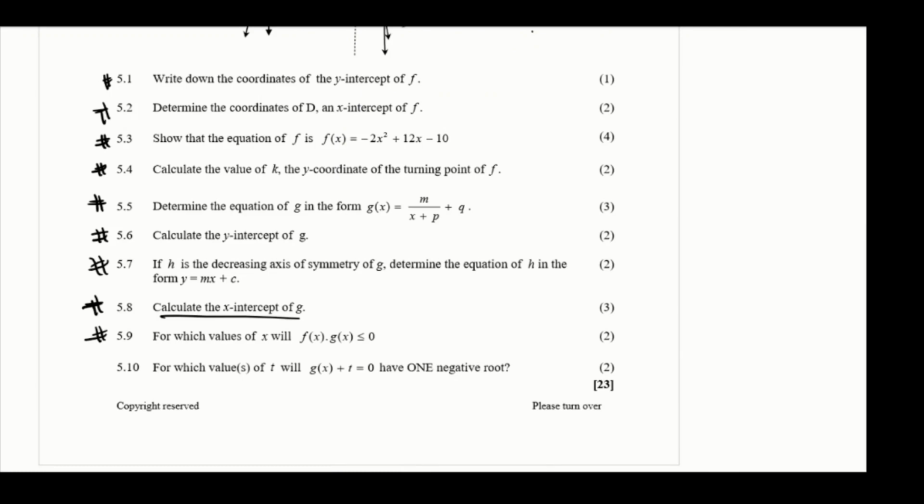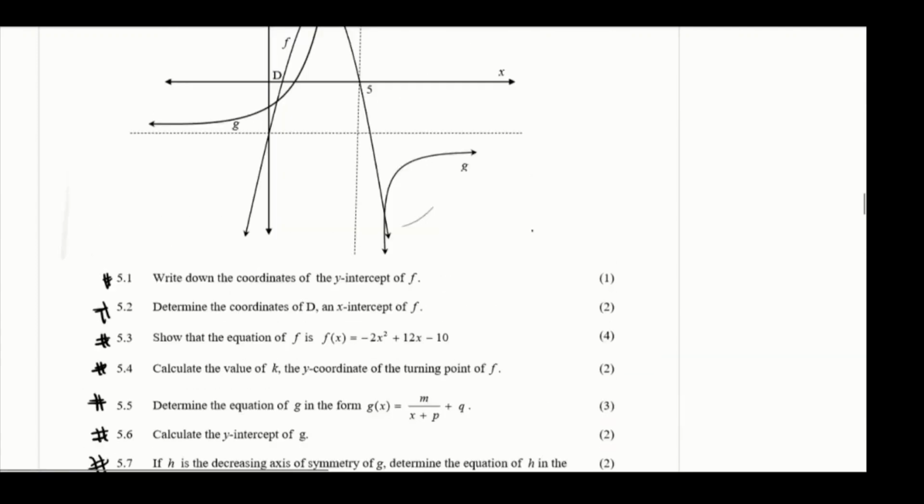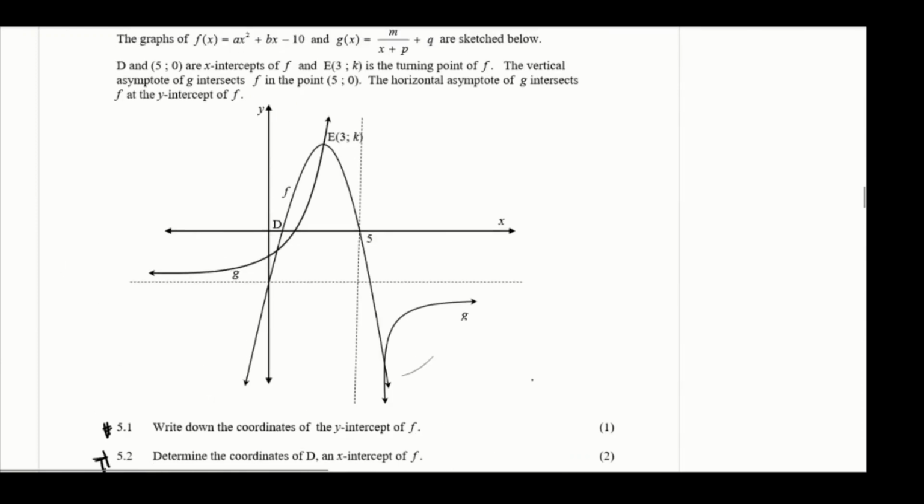5.9, we are asked for which values of x will the function of f multiplied by the function of g give you a solution of y which is less than 0. So less than 0 means the solutions of y should be negative, right? Cool. So let's go to our graph here and see this problem.